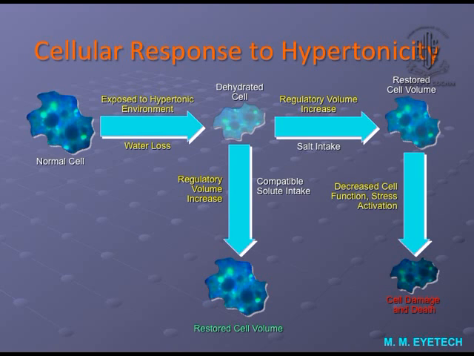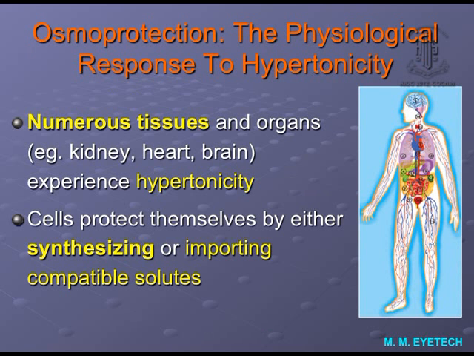So the response to hypertonicity in a normal cell, when exposed to this hypertonic environment, there's water loss, it becomes dehydrated and shrinks. And then what it does is it does a regulatory volume increase. And how does it do it? By bringing in salt, which means sodium and potassium. And though the cell volume gets restored, the hypernatremia causes a decrease in cell function, stress activation, and eventually cell damage and death. Now there is another alternative mechanism that the cell can employ, which is to bring in compatible solutes. And this regulatory volume increase will restore the cell volume without actually affecting the metabolism of that cell.